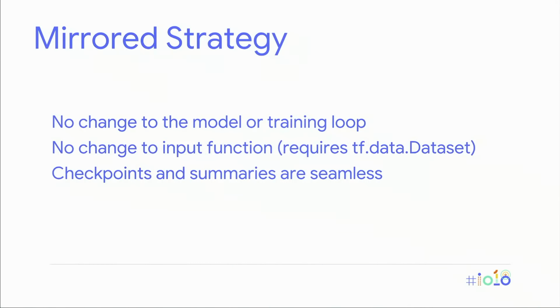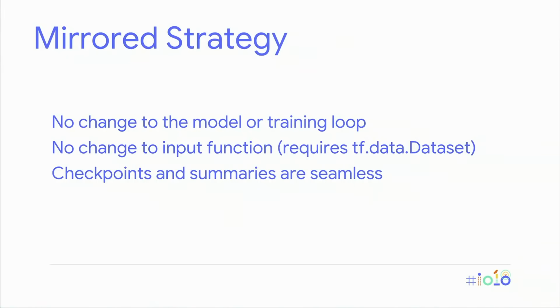As I already mentioned, with MirroredStrategy, you don't need to make any changes to your model or your training loop. This is because we've changed underlying components of TensorFlow to be distribution aware. For example, optimizer, batch norms, summaries, etc. You don't need to make any changes to your input function either, as long as you're using the recommended TensorFlow dataset API.